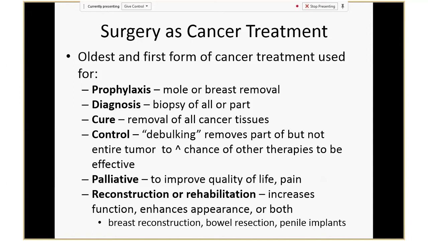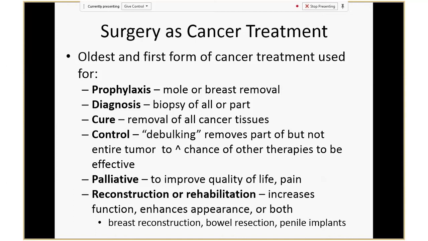Okay. Palliative, if someone is end of life and we're just trying to improve their quality of life because they're in a lot of pain, we can take out tumors or a kidney if it's causing a lot of pain in that area because the tumor has grown on there. We can take those out just for the process of helping them cope and also making sure that they're not having tons of pain.